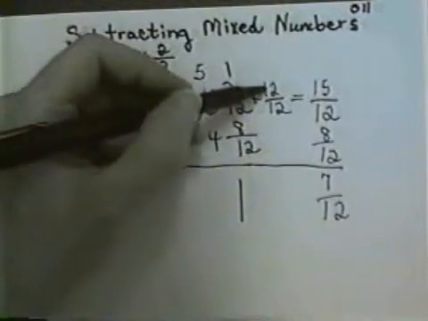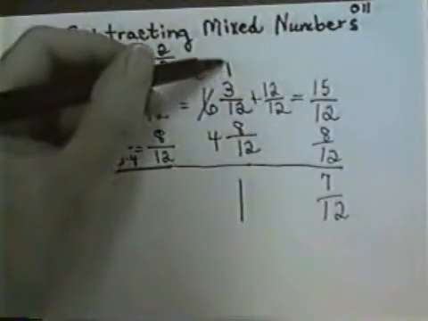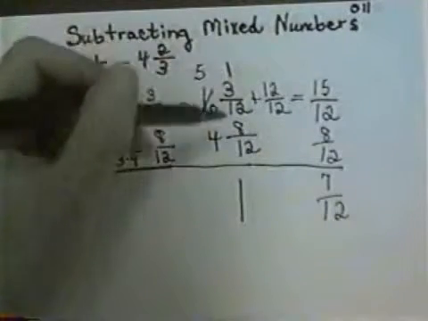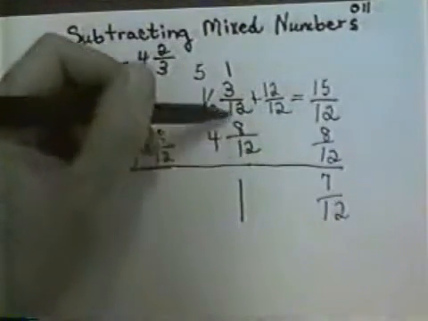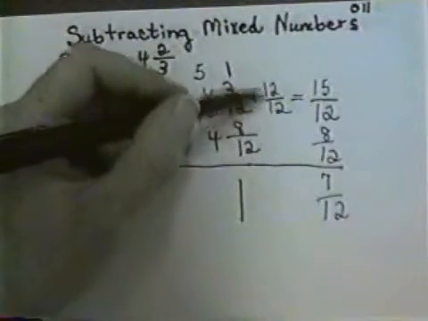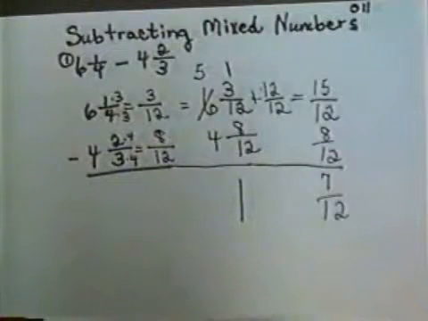Now the reason we added the 12 twelfths here was we were borrowing 1 from the 6. The 1 that we borrowed had to have the same denominator as the other fractions we were working with. So if it's going to have a denominator of 12, its numerator has to be 12 too, so it will be equivalent to the 1 that we borrowed.